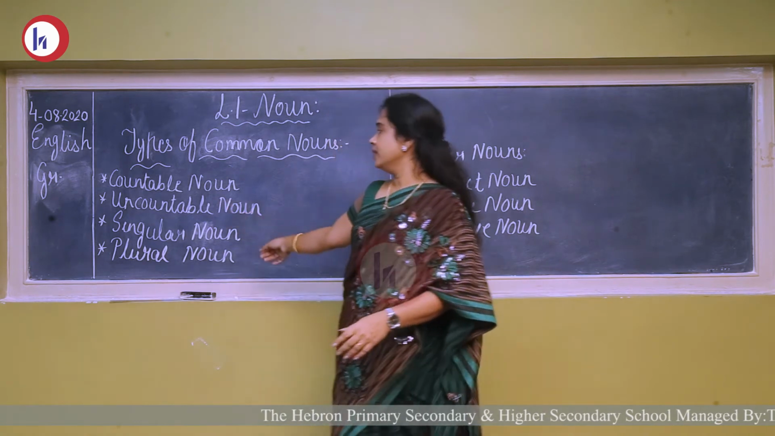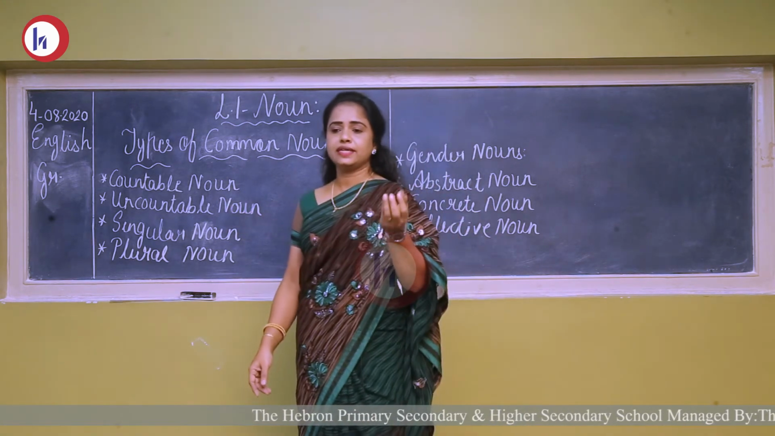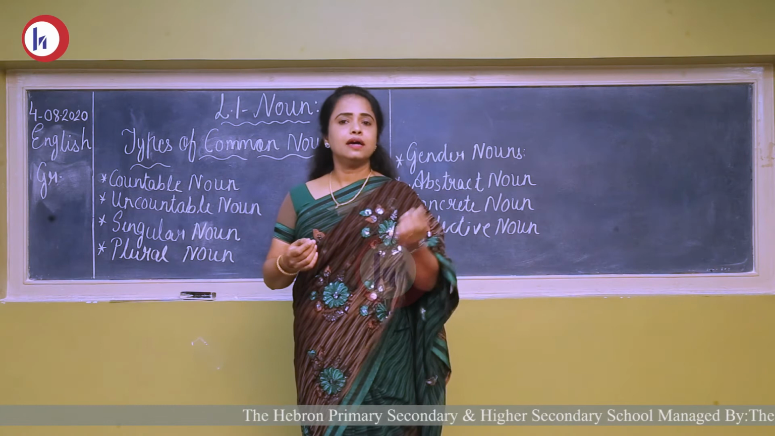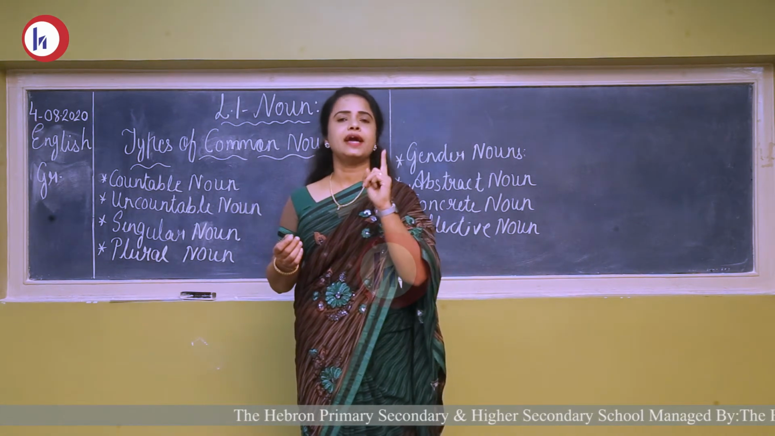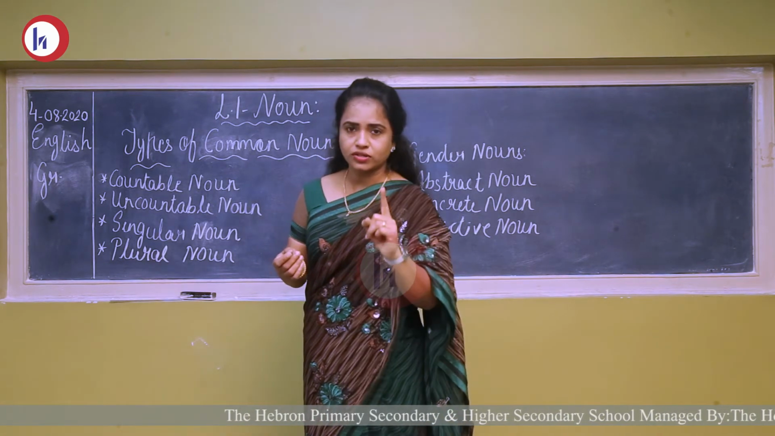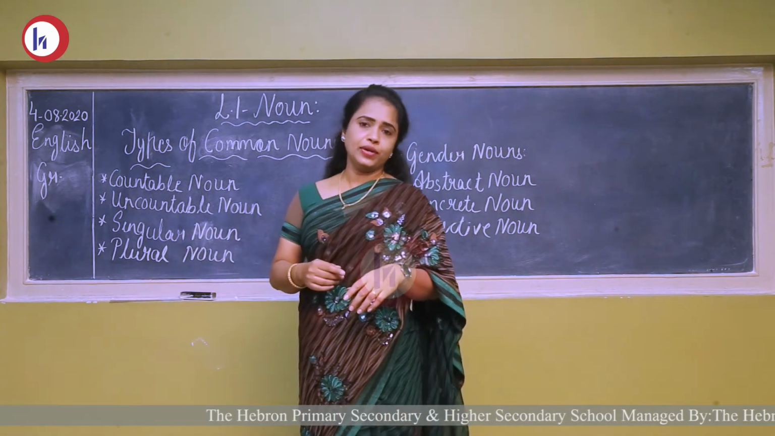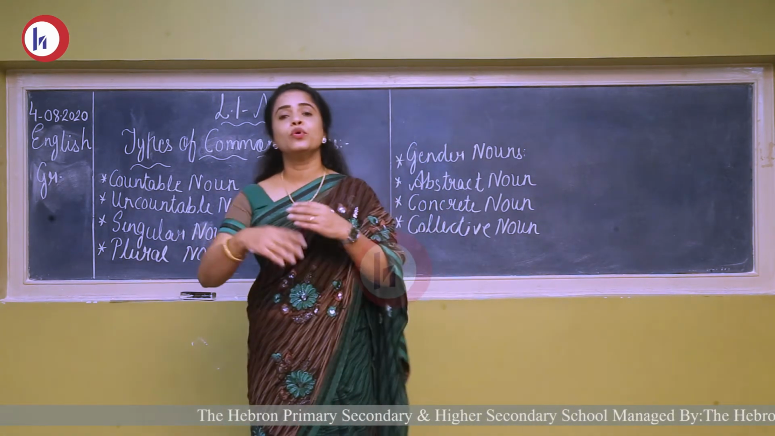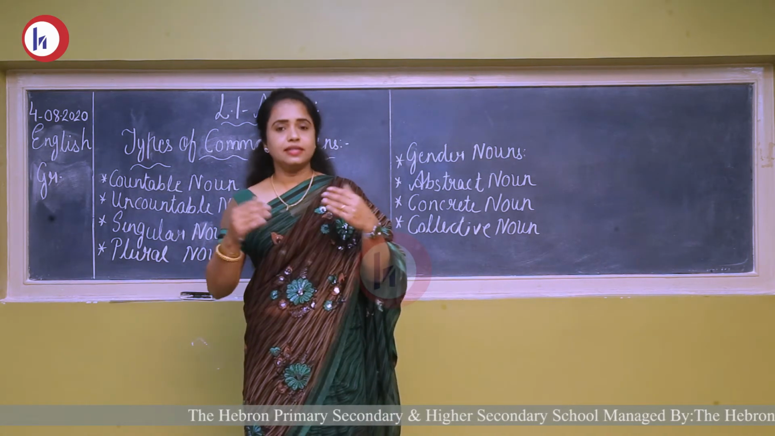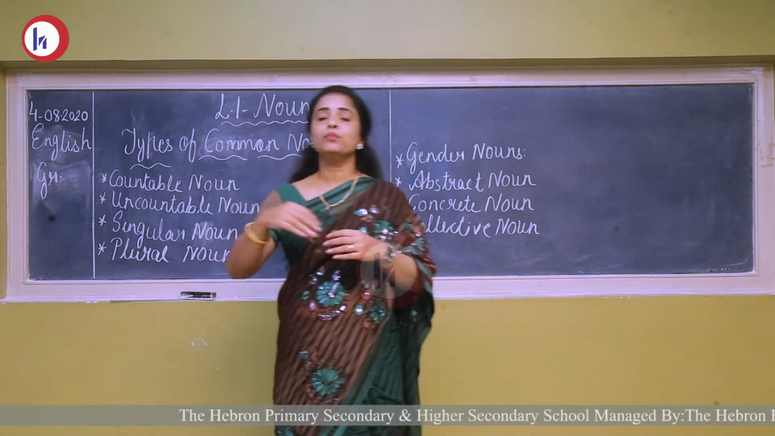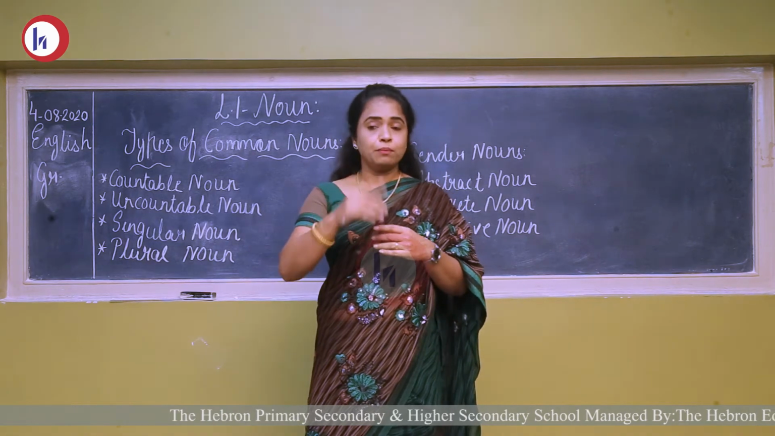That is a singular noun. You can say a chair, a pen, a pencil. Only one noun is being identified, only one noun is being talked about. So it's a singular noun. The other one is a plural noun. Plural noun means what? More than one. When the noun that is being referred to is not only one, but more than one.